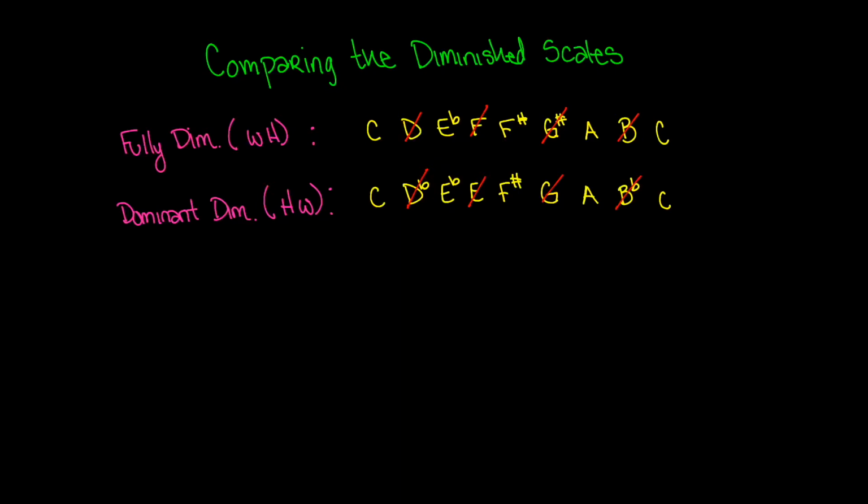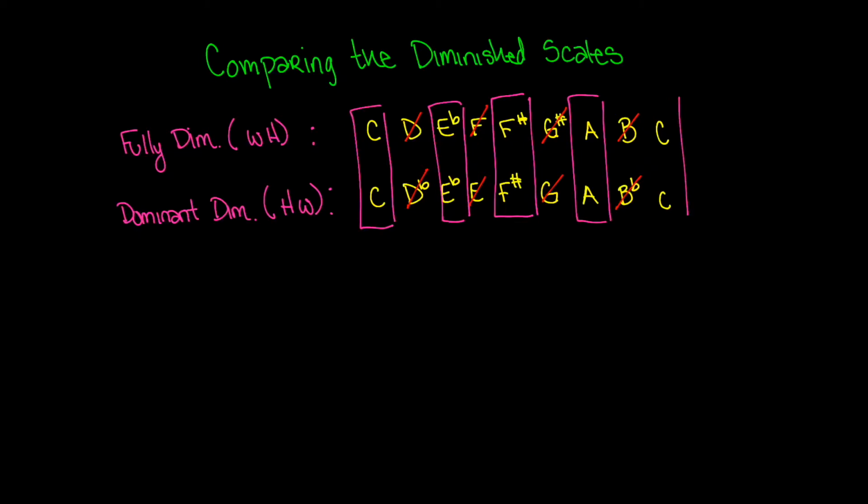Well, what is left is that's the same, those are the same, these are the same, these are the same, and obviously these are going to be the same because these are the last. And so what's interesting is that they end up being the same. And so we're going to look at this as our reduced form. So this is our reduced form of the diminished scale. The reason it's a reduced form is because this is sort of the common denominator between a fully diminished and a dominant diminished scale.